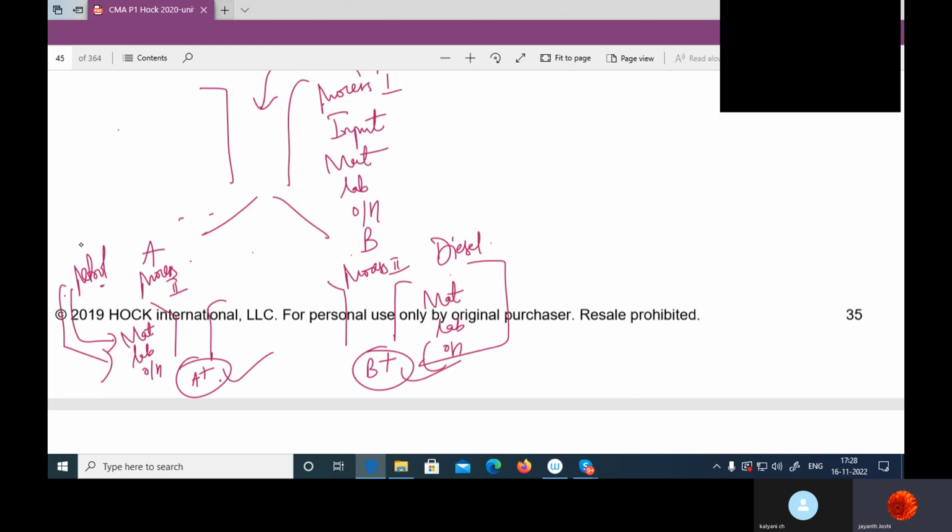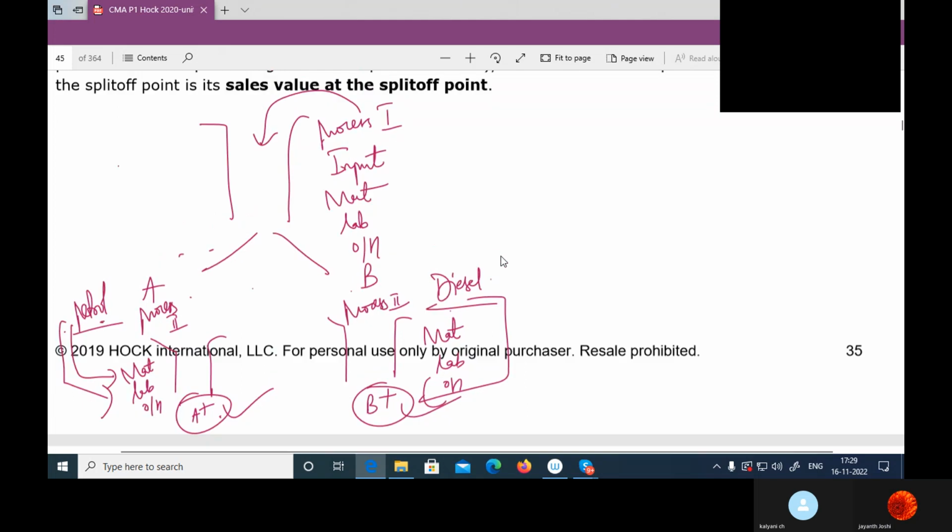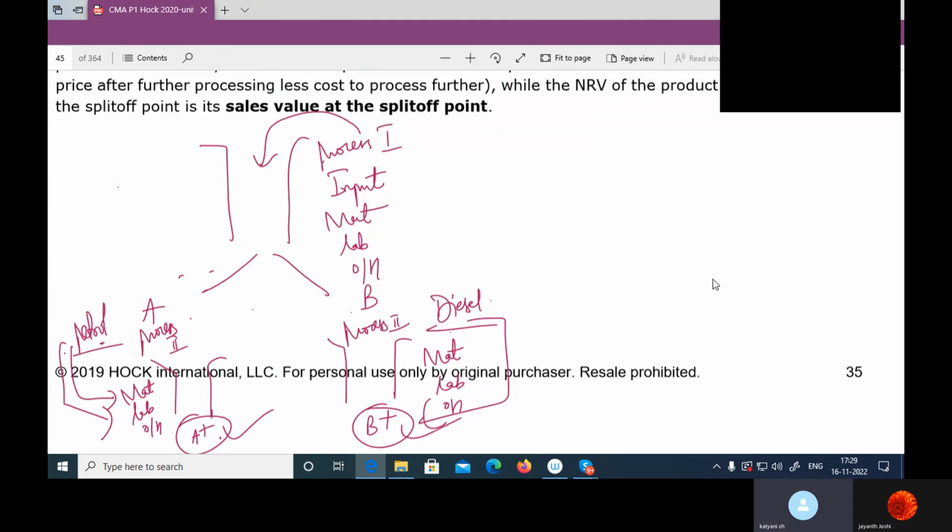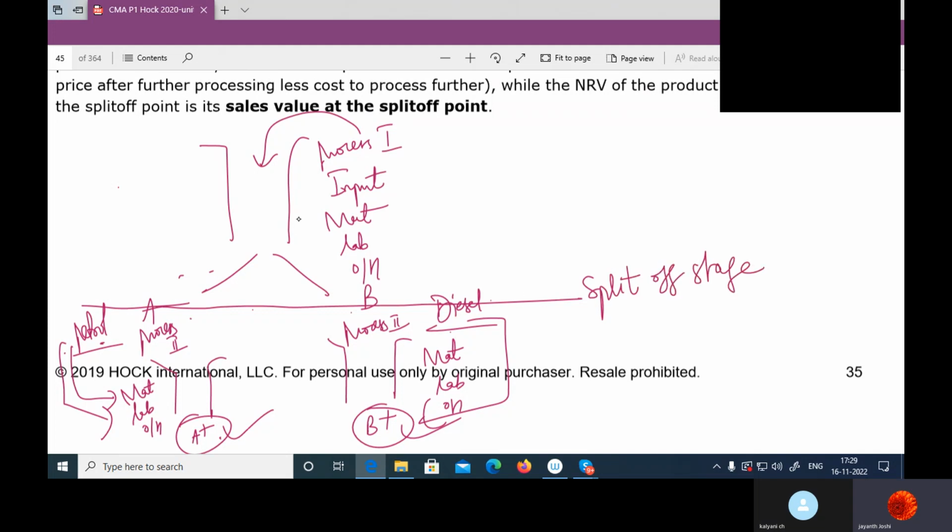But how did you get the cost of this petrol and diesel? From the crude material, we just took one material and there was only one process. So here the concept of joint cost comes into the picture. What is that? Joint cost. Till here, this level is called the split off stage. Split off stage, or split off point, is where one product we used has been processed and has split into two different products.